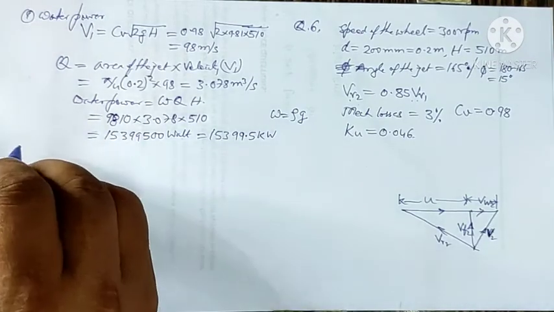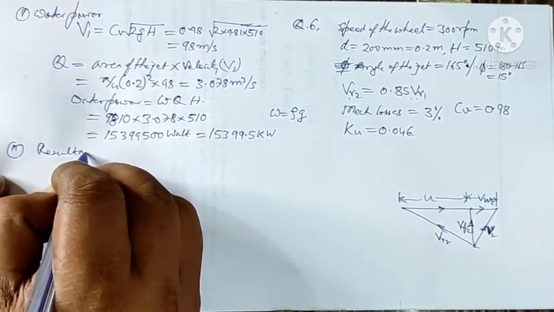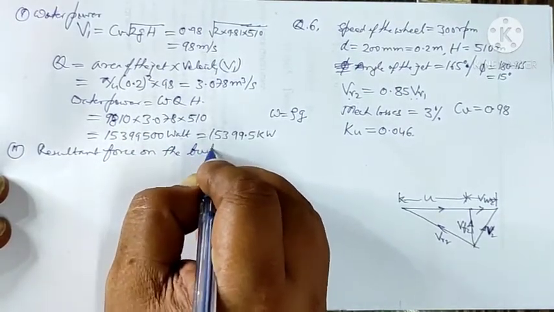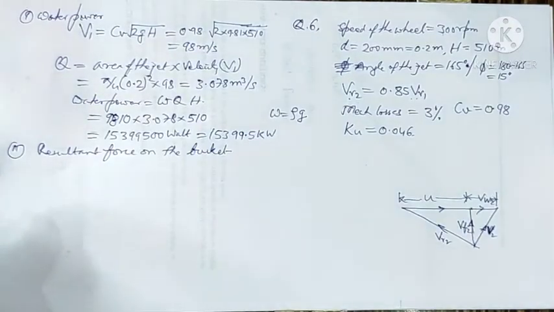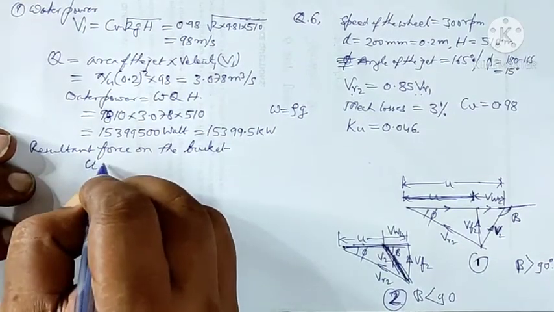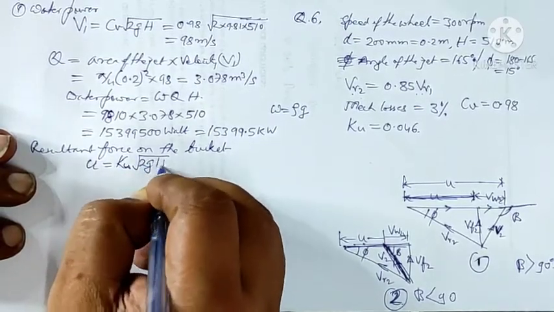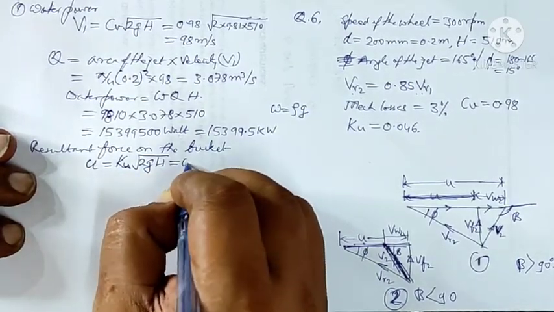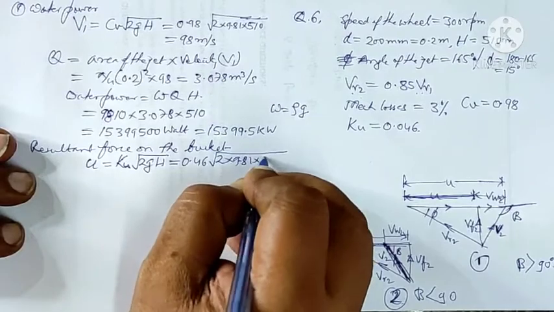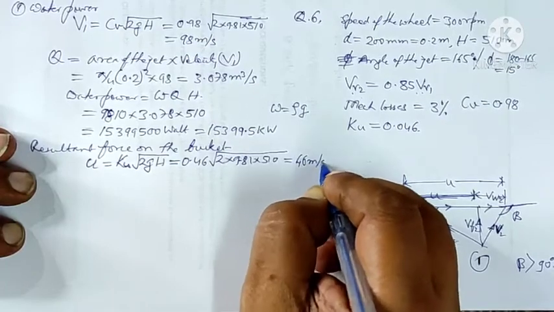Now to find out the resultant force on the bucket, the peripheral speed of the wheel U is equal to Ku into √(2gH). So it is equal to 0.46 multiplied by √(2 × 9.81 × 510). So this comes out to be 46 meter per second.